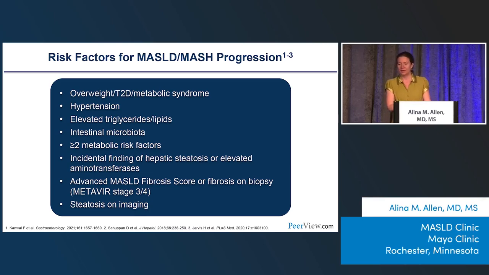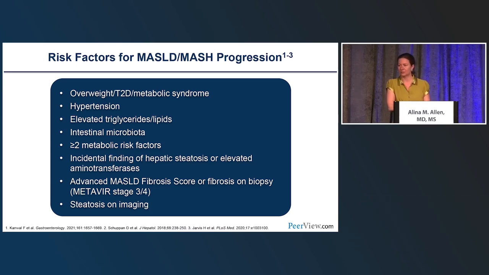This is a list of risk factors for those who are at risk to progress. And by progression, we typically mean fibrosis towards cirrhosis and complications. And the risk factors include overweight status, presence of type 2 diabetes, metabolic syndrome, hypertension, elevated triglycerides or lipids in general. Intestinal microbiota plays a role as well. The more risk factors, the higher the risk, and 2 or more is where the cutoff, where the mark seems to increase significantly. Incidental finding of hepatic steatosis or abnormal aminotransferases, or advanced MASLD fibrosis score or fibrosis on biopsy.